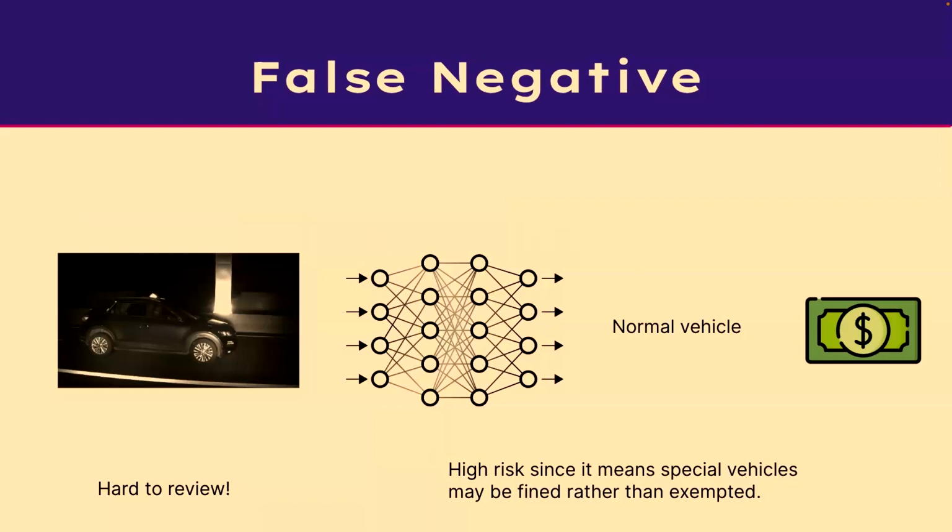Now, in the case of false negatives, this is where a special vehicle is misclassified as a normal vehicle. Because there are so many normal vehicles, like 98% of our data set consisted of normal vehicles, it's infeasible for a human to manually review these cases, right? So what would happen is that a special vehicle with a low occupancy, say one person, would end up being treated as a normal vehicle with one person. So that vehicle would end up being fined rather than exempted. And that's not good behavior.